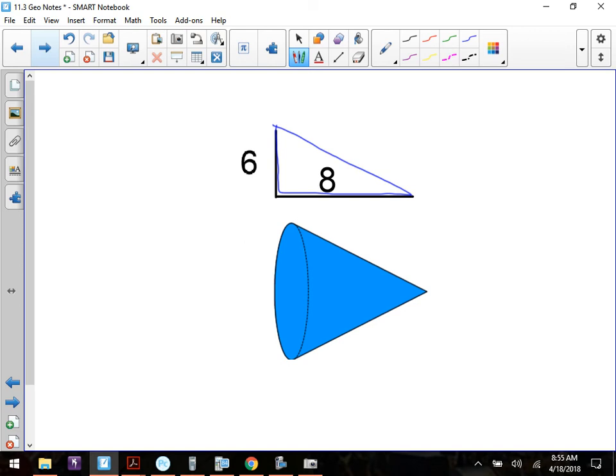If this is the tip of the cone going up to the edge, does that make a triangle? Yeah. I'm trying to think of a way to show you guys and help you visualize what that does. But that's really all it is.